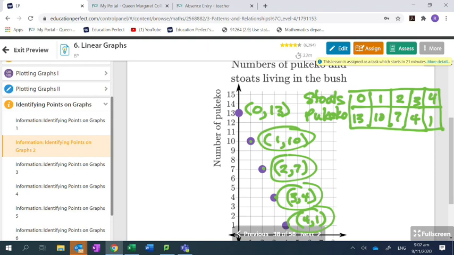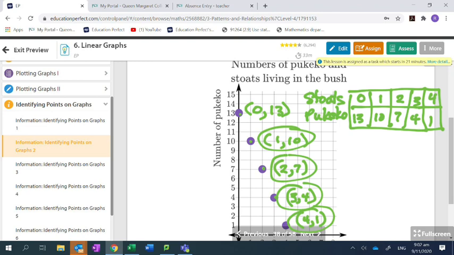Yes? I thought the table is always supposed to start on 1. No, the table can start wherever your graph starts. Yeah, traditionally, the first number is what we're looking for, but in this case, there's a 0 in there. So it can start at any number.